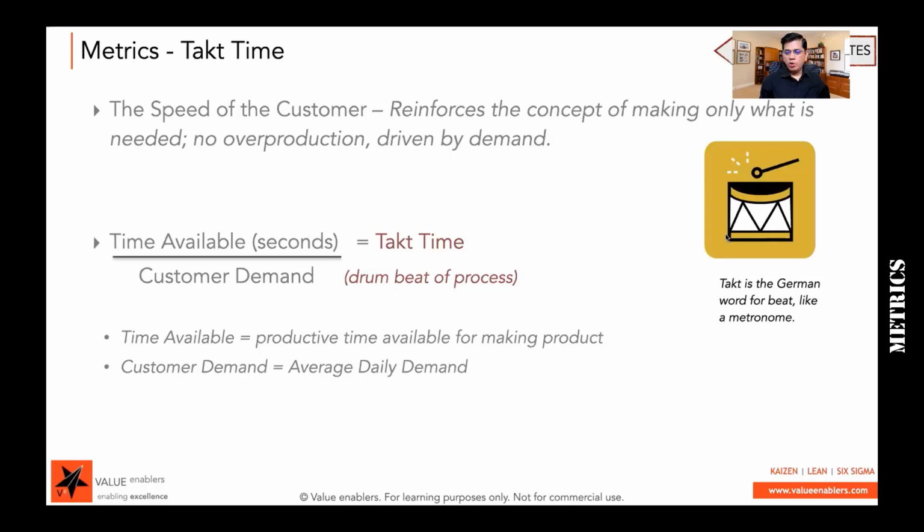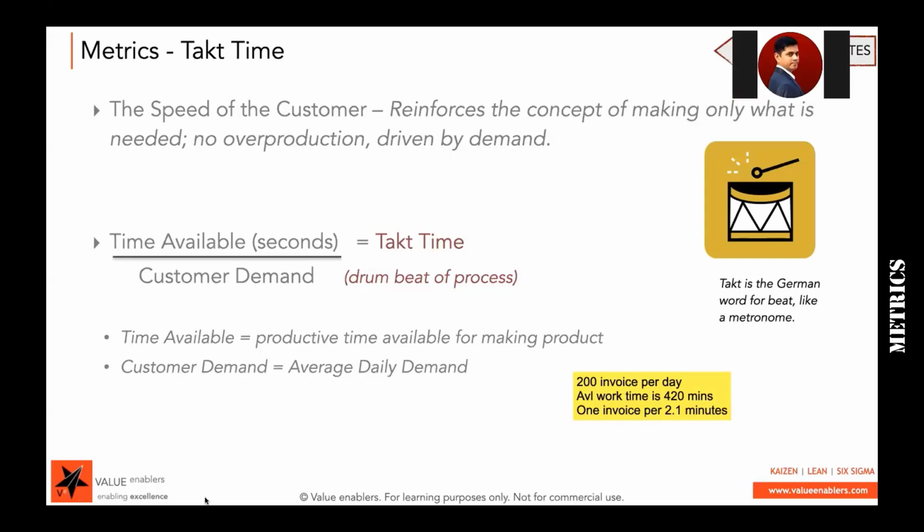And takt is actually a German word, T-A-K-T, which indicates the drum beat. This is one example for you, a transactional example. Suppose 200 invoices per day have to be made and the available working time is 420 minutes. Okay. So the available time divided by the requirement, which is 200 invoices, is nothing but 2.1 minutes. Even for that, you can calculate takt time.